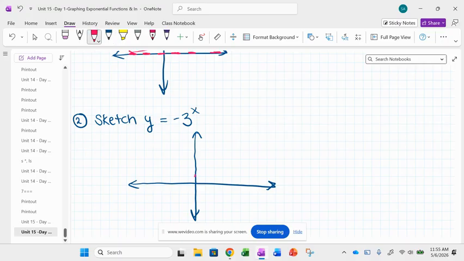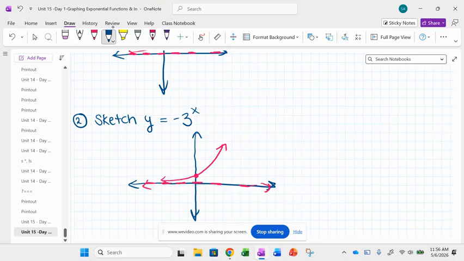I have my key point at (0, 1). I have my horizontal asymptote 1 unit below that. Am I increasing or decreasing? Increasing. So now this is my graph of y equals 3 to the x.